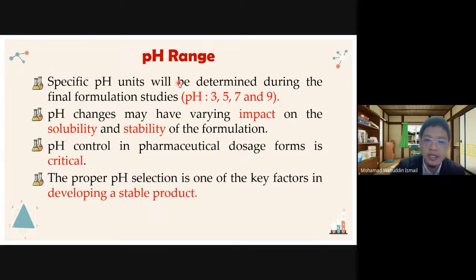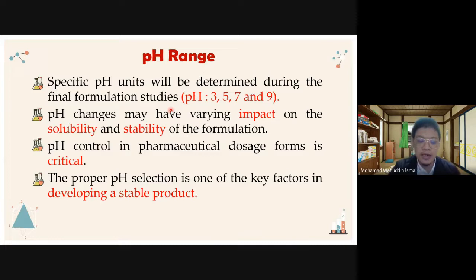So why is it mentioned in the final formulation study? Because during our formulation, maybe we add our drug, which is some kind of acidic, and then we put in some ingredients, some solvent, and it becomes alkaline. So at the end, we must add some excipient to adjust the pH, to ensure that the pH is suitable to be injected into the human body. So that's why it must be determined during the final formulation studies.